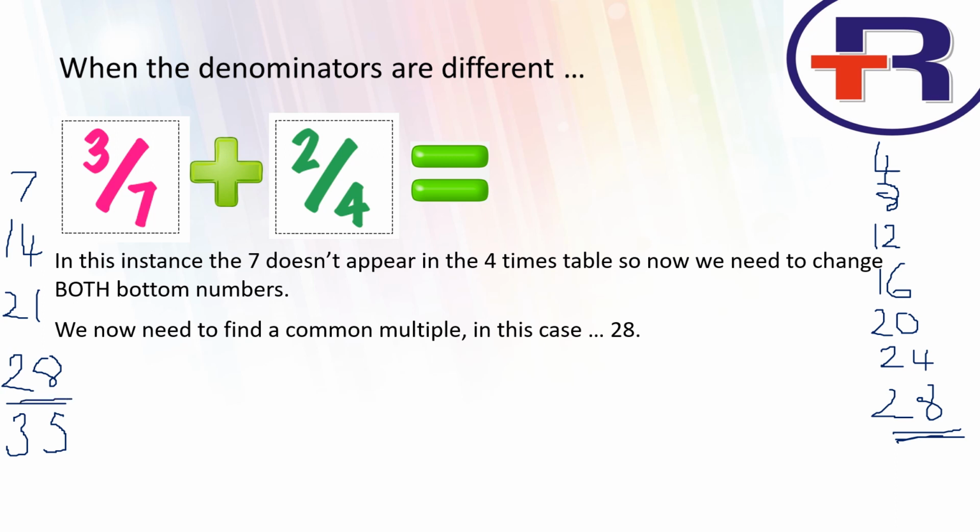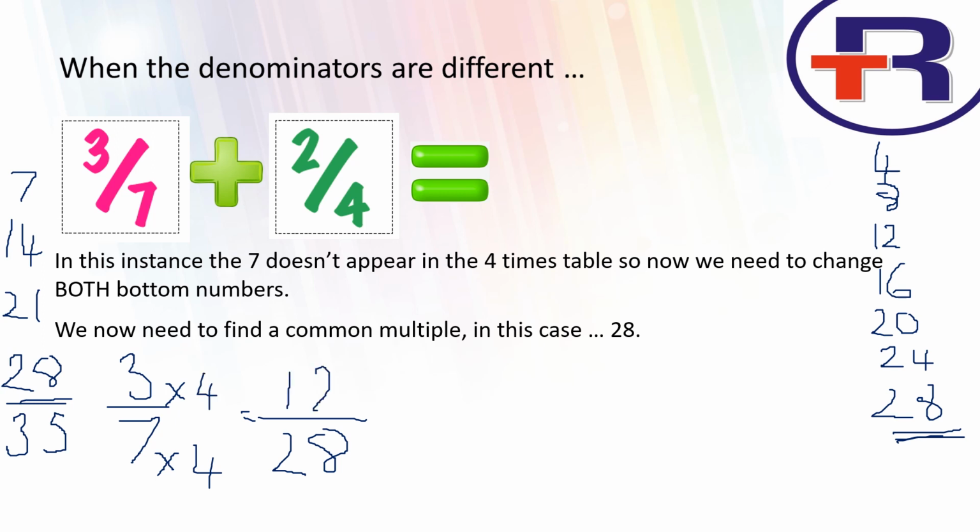So that means that I can make the 7 into a 28 and I can also make the 4 into a 28. Let's do that. I'm going to make that 7 into a 28. I'm going to do that by multiplying it by 4. 7 times 4 is going to give me 28. Whatever I do to the bottom, I've got to do to the top. 3 times 4 is going to give me 12.